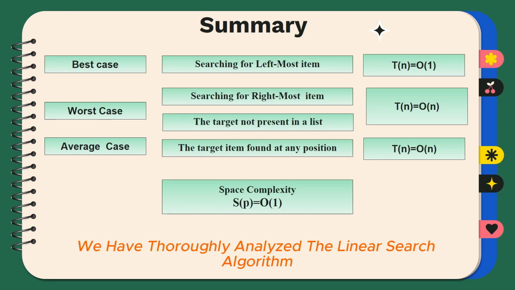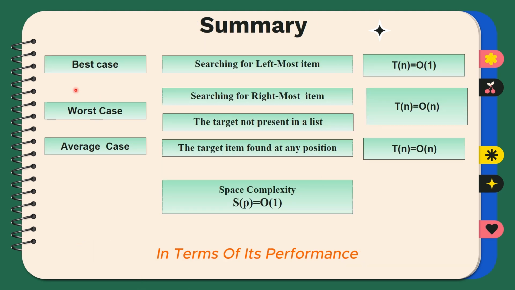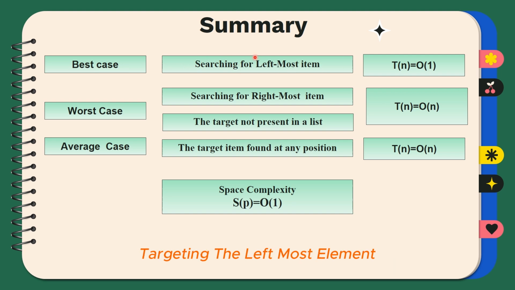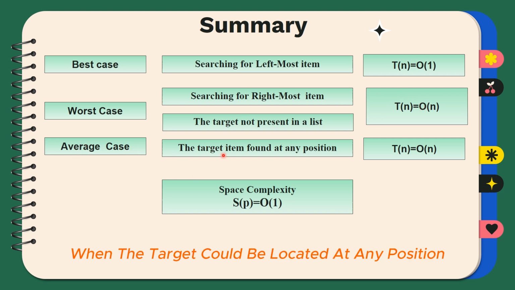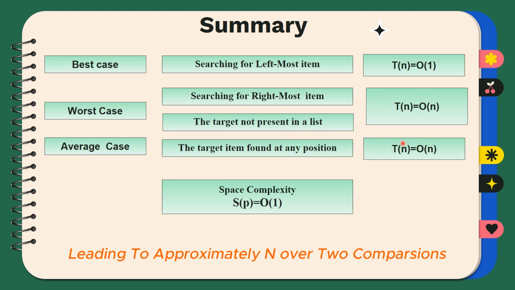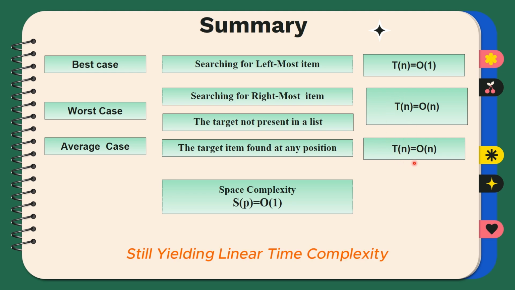Finally, we have thoroughly analyzed the linear search algorithm in terms of its performance across different scenarios. In the best case, we experience a swift search when targeting the leftmost element, resulting in a constant time complexity. Conversely, the worst case emerges when we search for the last element or an element not present in the list, which requires linear time, equivalent to the size of the array. The average case occurs when the target could be located at any position within the array, leading to approximately n over 2 comparisons, still yielding linear time complexity.